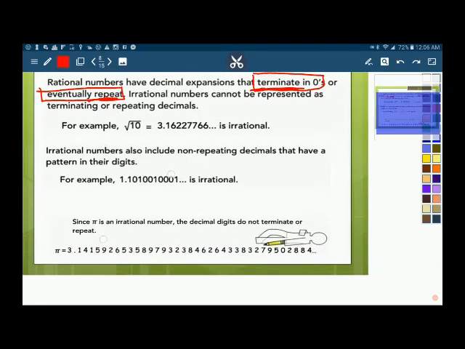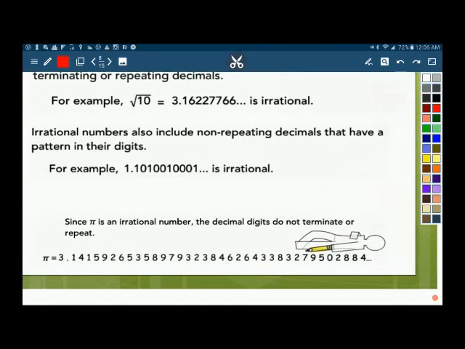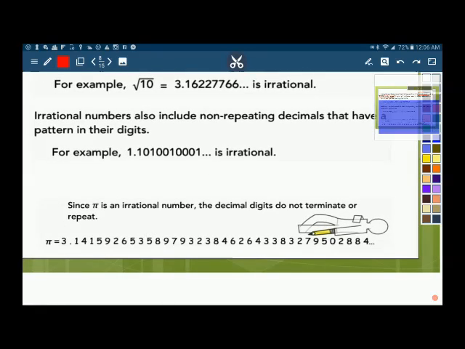So for example, the square root of 10, if you were to type that in your calculator, you get 3.1622766. There's no pattern that I see here. Okay, eventually if I were to keep estimating what the decimal expansion is for the square root of 10, there would never be an end in number. It would go on forever randomly without any sort of pattern.